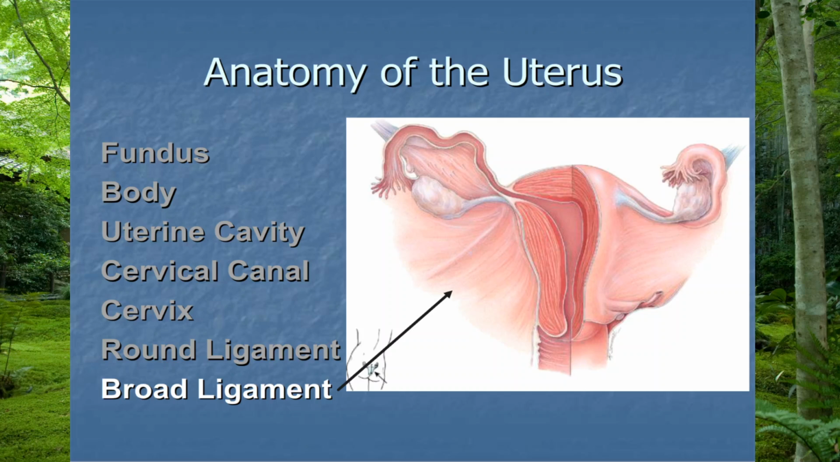Now, lest you think these connective tissues aren't very important, I would like you to stop the lecture now and look up the term uterine prolapse, and you'll understand just why the round ligament, the broad ligament, and the other ligaments of the uterus are so important.